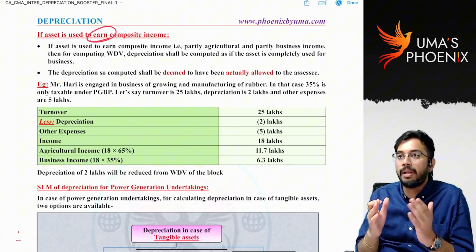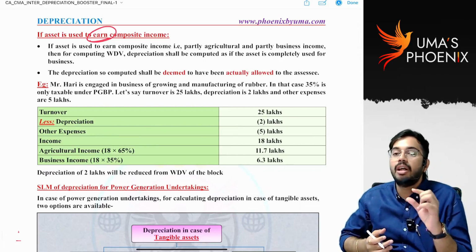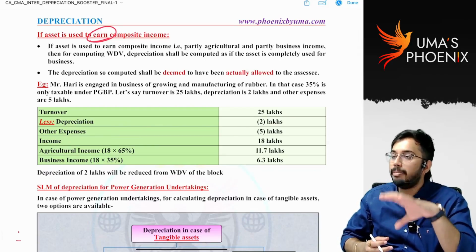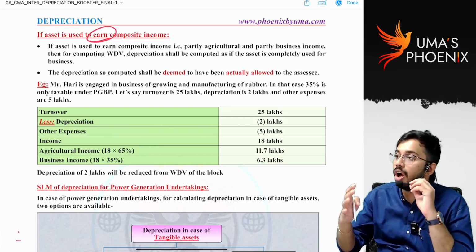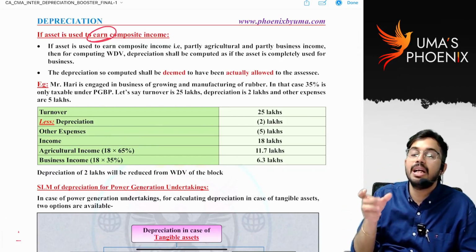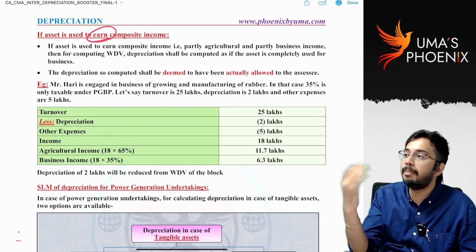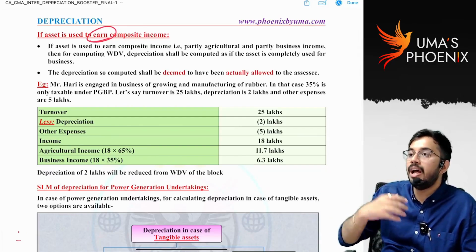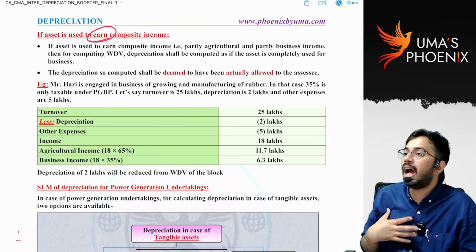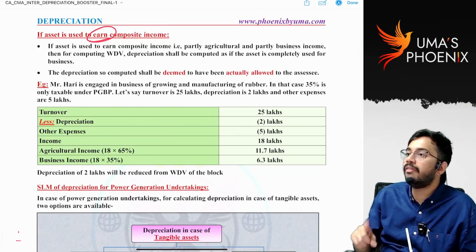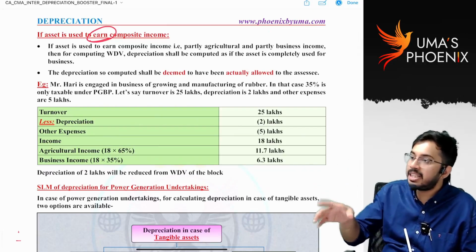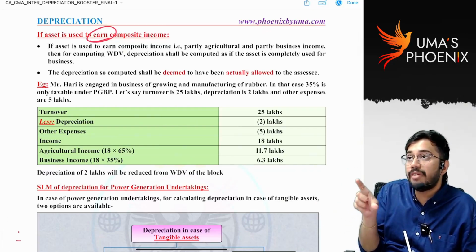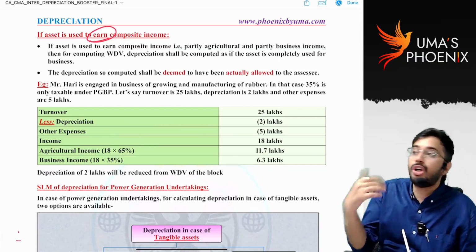So for example, I am into the business of growing and manufacturing of rubber, okay. Whatever the revenue is there, from revenue I will reduce all the expenses. After reducing all the expenses, whatever the income comes, that income will be apportioned between agriculture and business in the ratio of 65 is to 35. So in that case, I am in growing and manufacturing of rubber, right? Like I purchased a bike. Morning on that bike I will go to business. It is exclusively used for growing and manufacturing of rubber, okay, but whatever the income from growing and manufacturing of rubber is there, it is not totally business income.